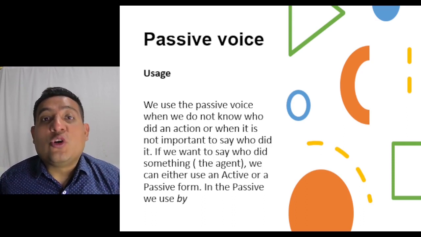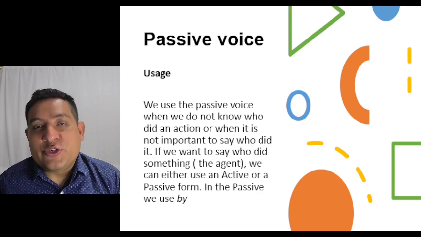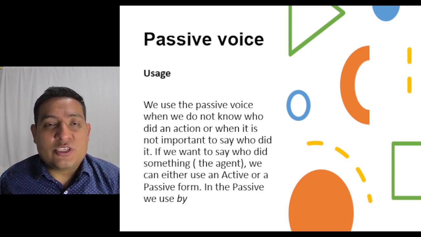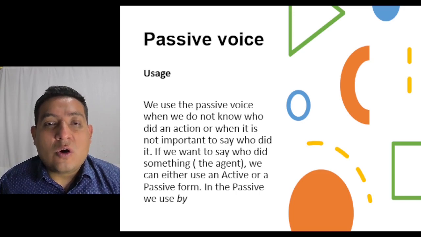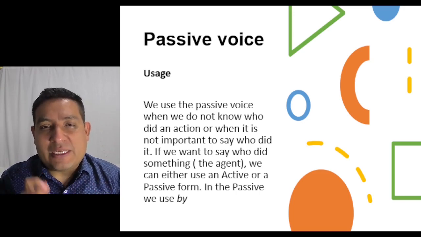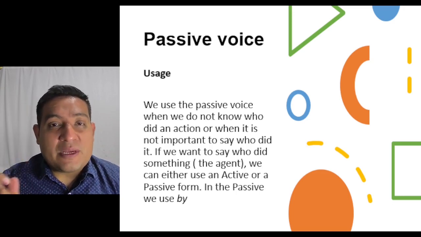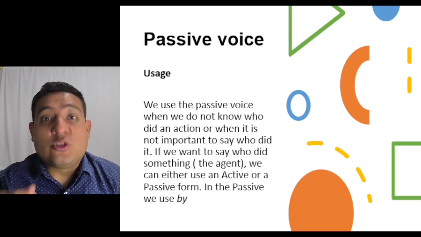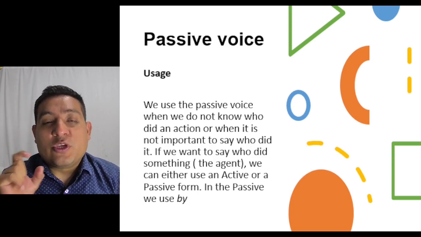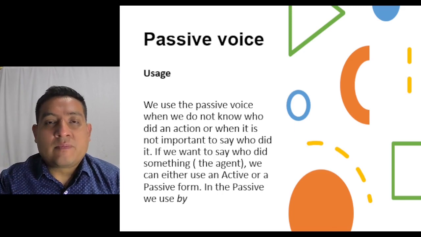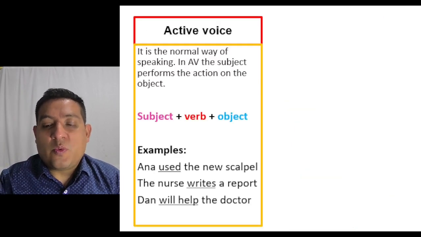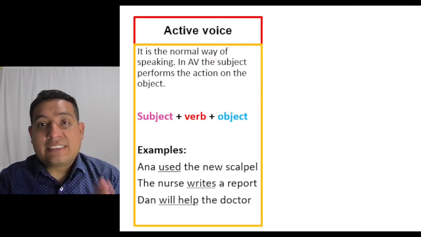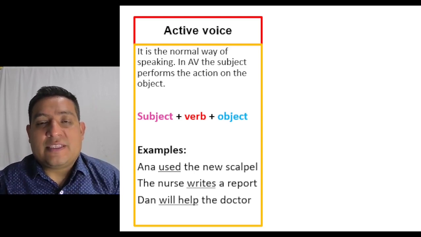If we want to say who did the action, we can use an active voice sentence, which is the normal way of speaking, or we can also use a passive voice sentence. But if we use a passive voice sentence and we want to mention who did the action, then we use the preposition by. Let me show you what is the difference between active voice sentences and passive voice sentences.